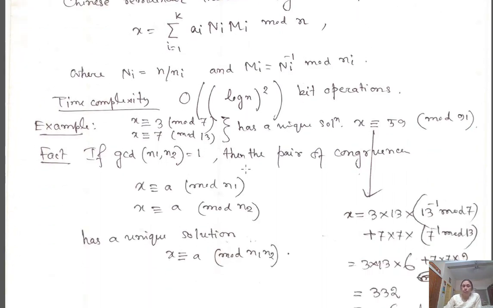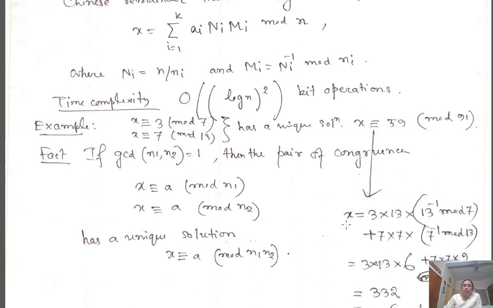So one very small problem I have taken. x is congruent to 3 modulo 7, x is congruent to 7 modulo 13, and we have to find the solution of this system modulo 7 into 13. So this has a unique solution modulo 91. How to find that solution?